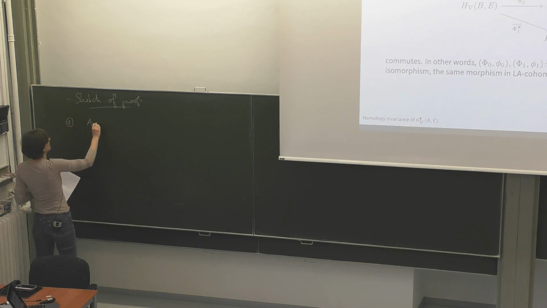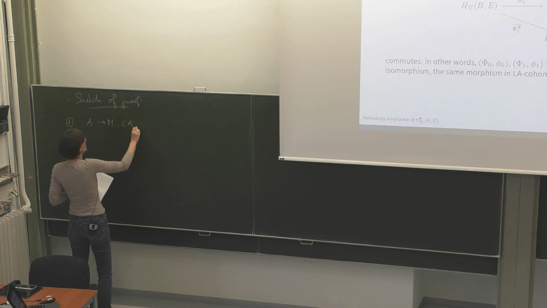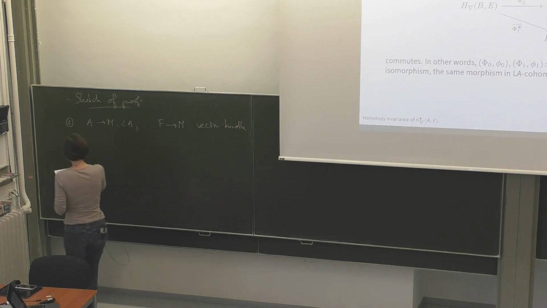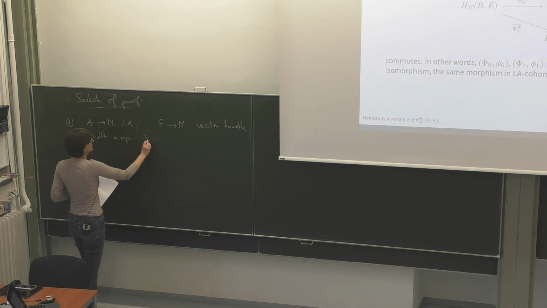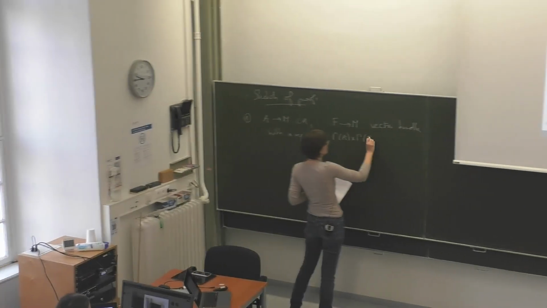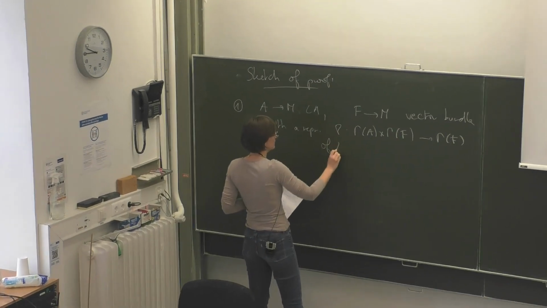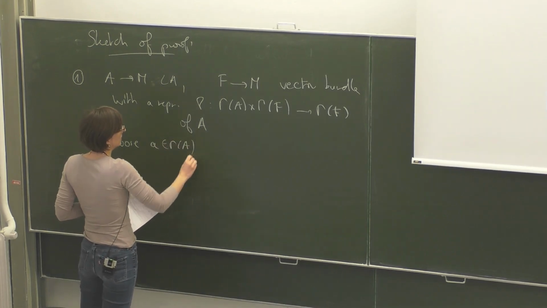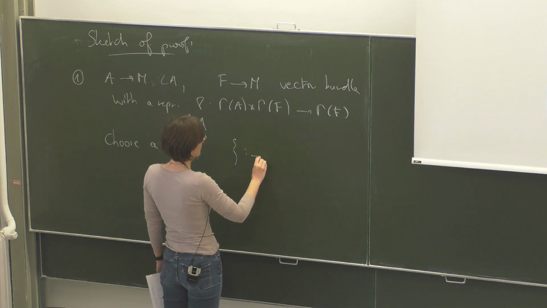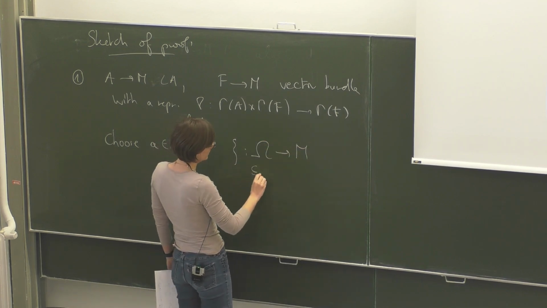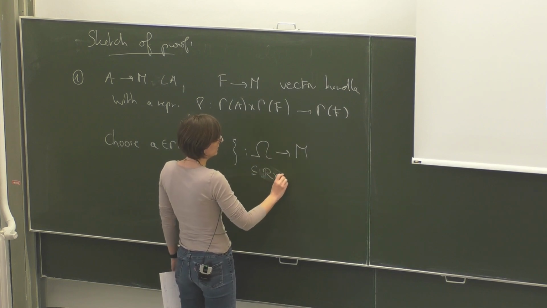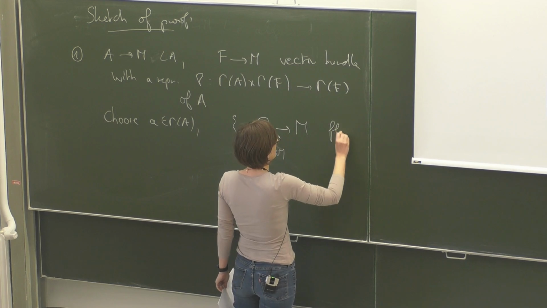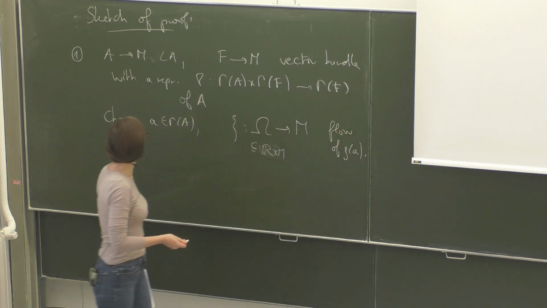So first assume that you have a Lie algebroid A and a vector bundle F over M, which has a representation of A. Then if you choose a section and you consider the flow, so let's call it psi, the flow of the anchor of A. So omega is the flow domain. I usually write it like this: an open subset of R times M containing 0 times M. That's the flow of this vector field.